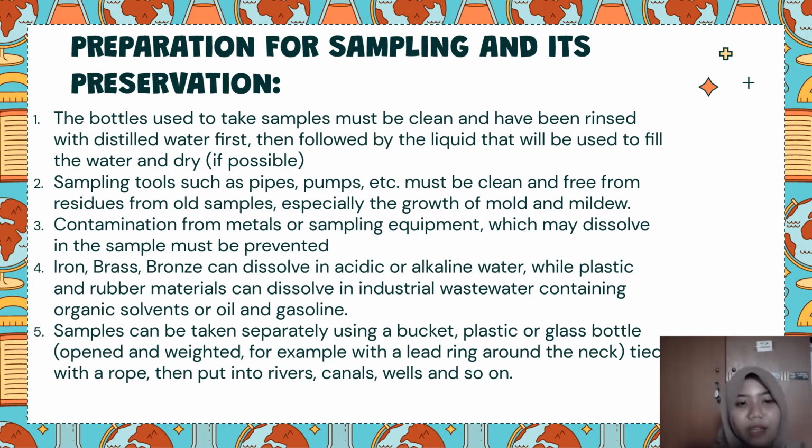And 4. Iron, brass, bronze can dissolve in acidic or alkaline water, while plastic and rubber materials can dissolve in industrial wastewater containing organic solvents or oil and gasoline. And 5. Samples can be taken separately using a bucket, plastic or glass bottle, open and weighed, for example with a lead ring around the neck tied with a rope, then put into rivers, canals, wells, and so on.